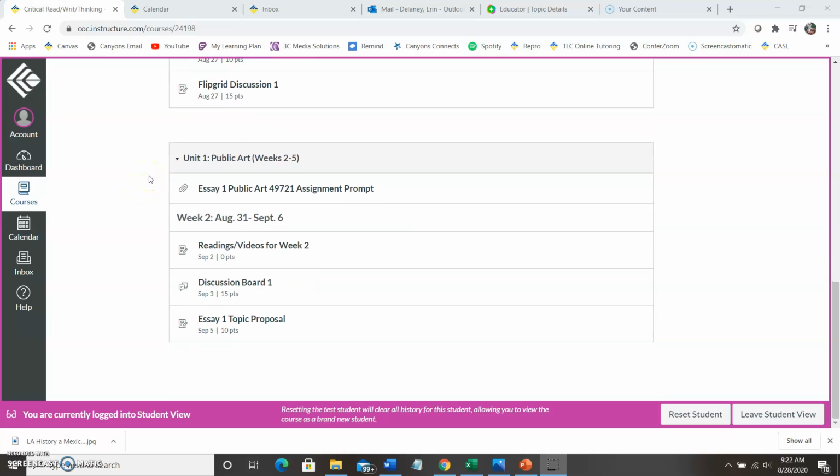You'll see there's a few things that are going on this week. We have our first essay prompt that is here. And then during the week, you'll have some additional readings, a discussion board, and a topic proposal. Let's take a quick look at the different items.